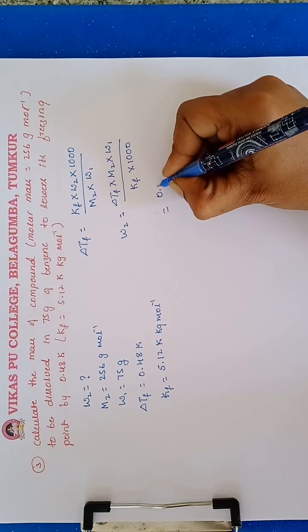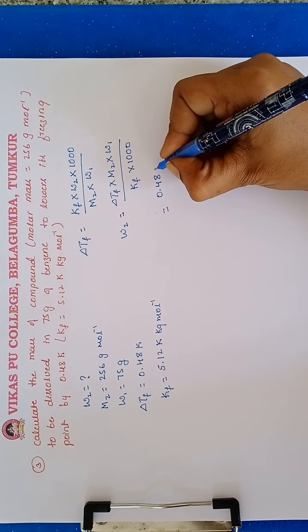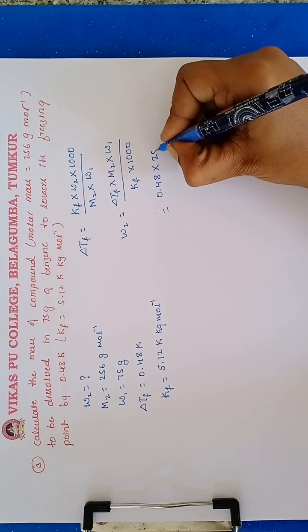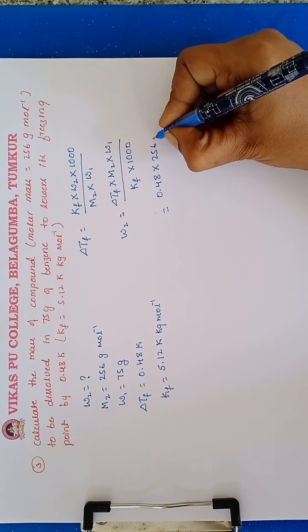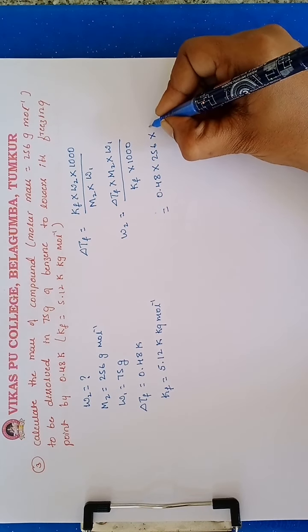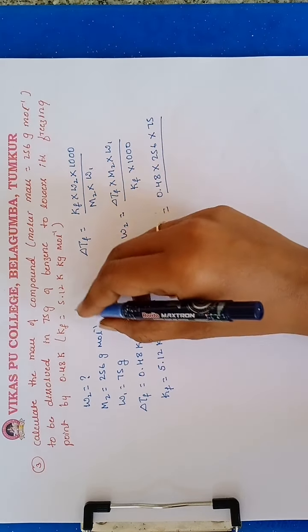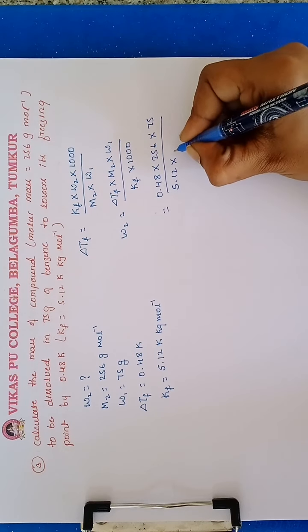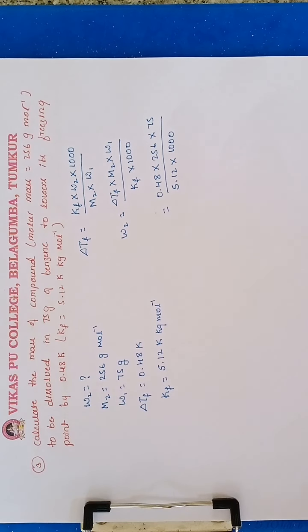Delta Tf is 0.48, into M2, the molar mass, 256 gram per mole, into W1, 75 gram, divided by Kf, 5.12, into 1000. We need to calculate. Take the calculator.